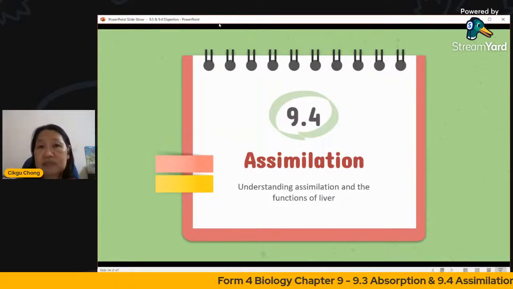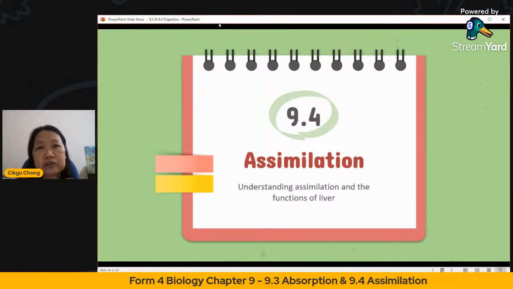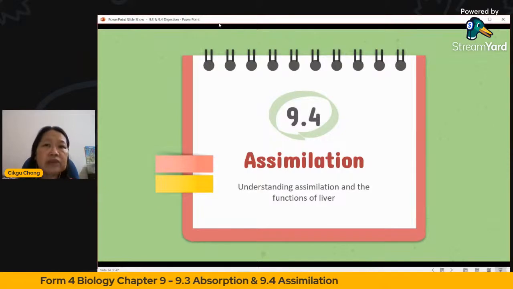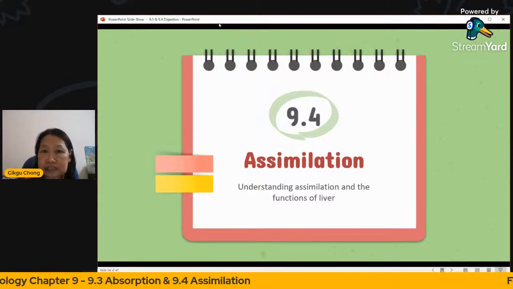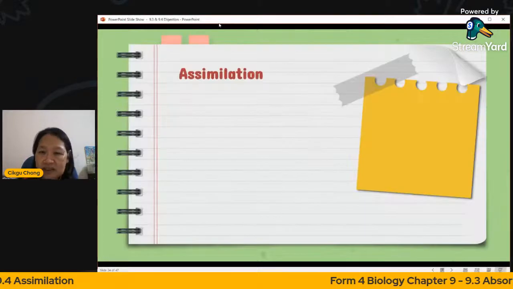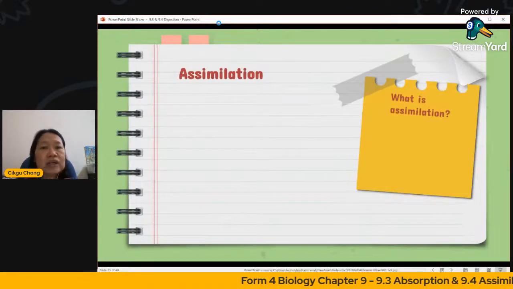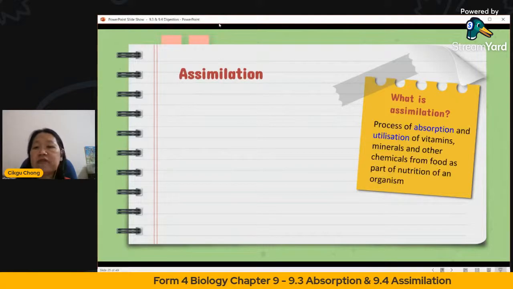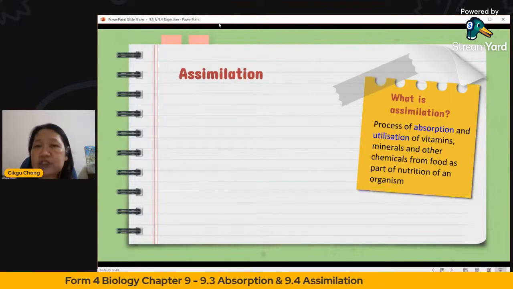So this is what it means by assimilation. What is your body going to do with the food that you have absorbed into your system? How are you going to make use of it? That is assimilation. All right. Okay. So assimilation. What is assimilation? It is a process of absorption and utilization.